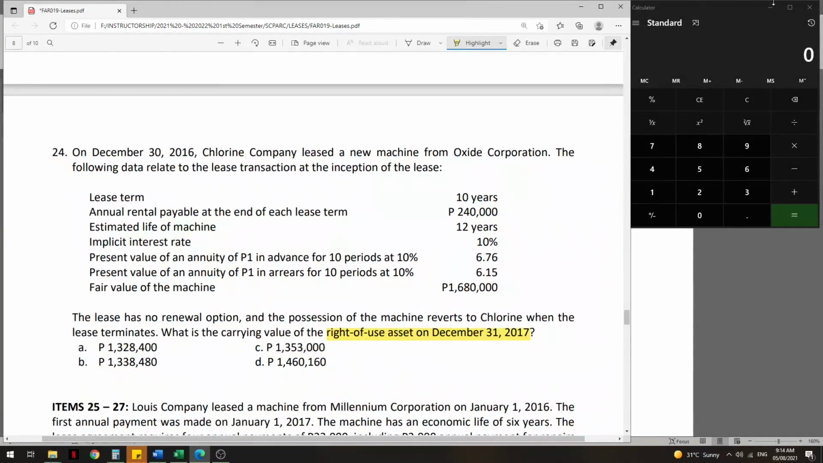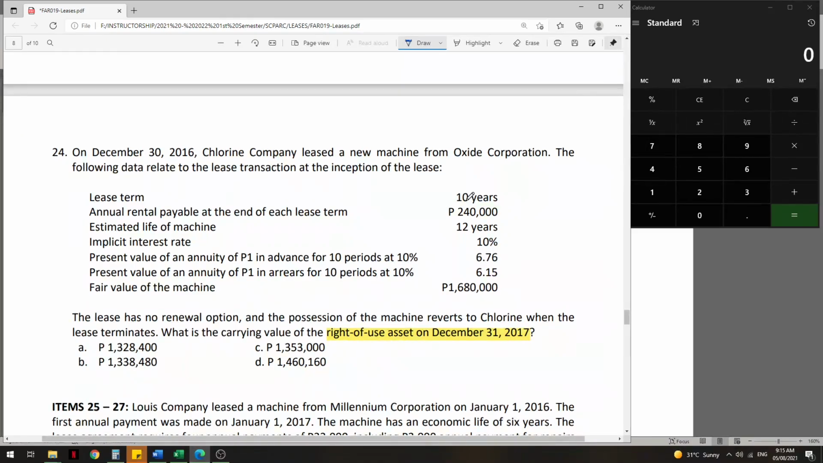So guys, this is our next item. It's problem number 24. Isa lang ang requirement. And to that, I already highlighted sa baba po, right of use asset on December 31, 2017. O ngayon, pakabasa mo ng requirement, alam mo na kagad that this is a lessee problem. So our orientation is the computation of lease liab, computation of ROA.